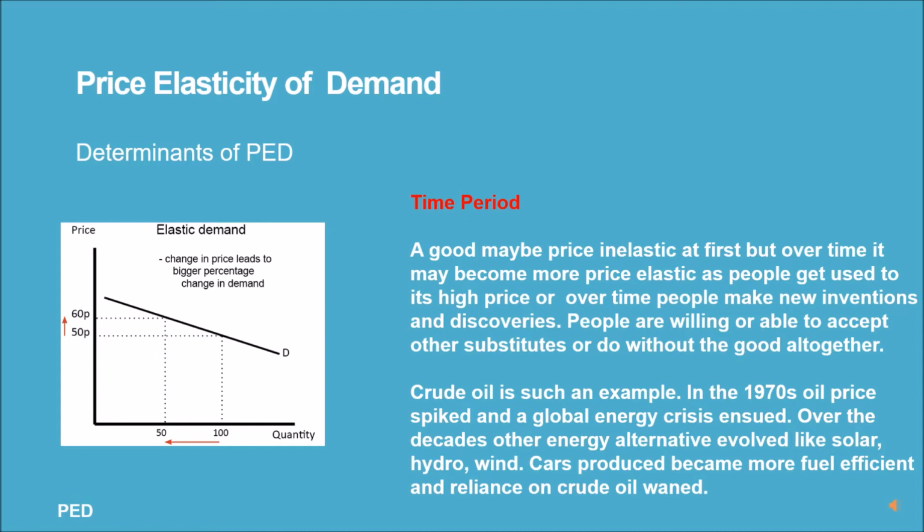In the 1970s, oil price spiked and a global energy crisis ensued. Over the decades, other energy alternatives evolved like solar, hydro, wind. Cars produced became more fuel efficient and reliance on crude oil waned.